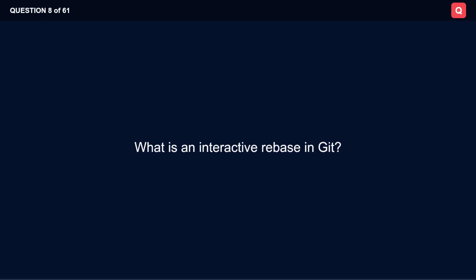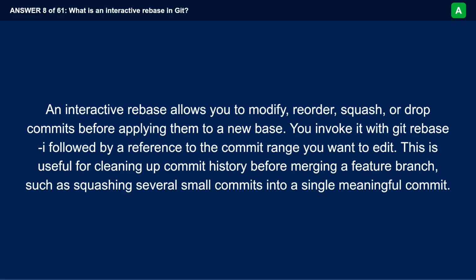What is an interactive rebase in Git? An interactive rebase allows you to modify, reorder, squash, or drop commits before applying them to a new base. You invoke it with git rebase -i, followed by a reference to the commit range you want to edit. This is useful for cleaning up commit history before merging a feature branch, such as squashing several small commits into a single meaningful commit.